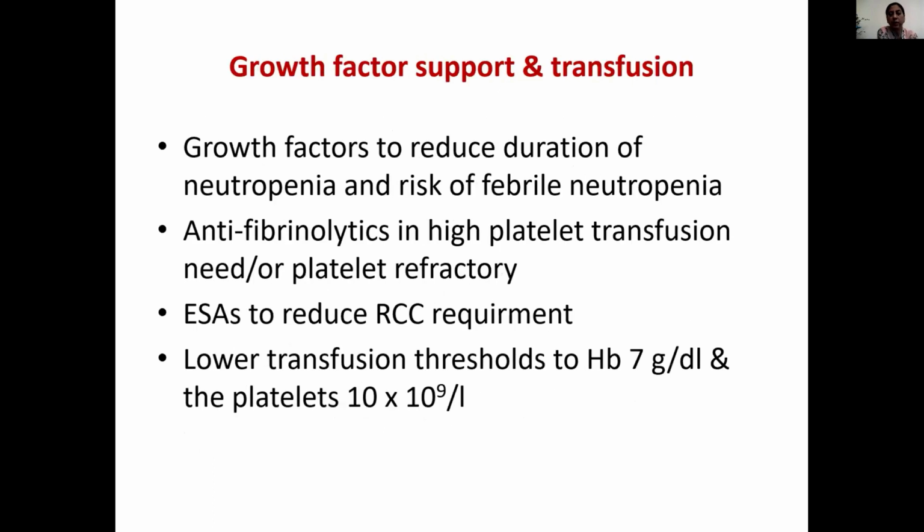Growth factor support would reduce the duration of neutropenia and obviously reduce the risk of febrile neutropenia, and is indicated in this situation for patients who have high platelet transfusion requirements or who are platelet refractory. Antifibrinolytics can be used and they may be beneficial, and similarly erythropoietin can be used to reduce red cell requirements. Ultimately, if you still need to give transfusions, generally one would want to lower the transfusion threshold if there are problems in transfusion, to a hemoglobin of 7 grams and platelets to 10, but this would apply to patients who do not have symptoms of anemia and are not bleeding.